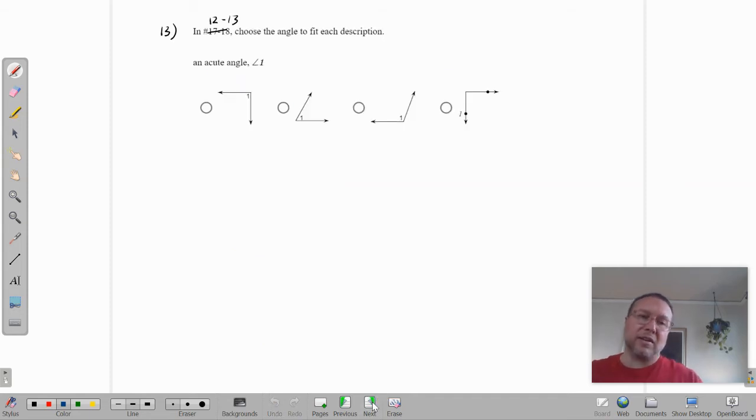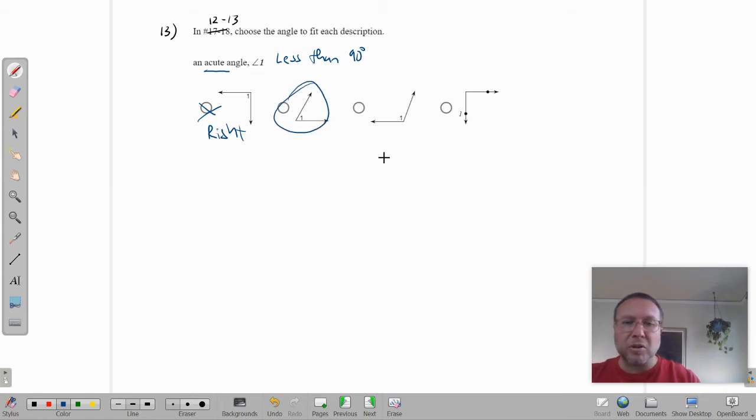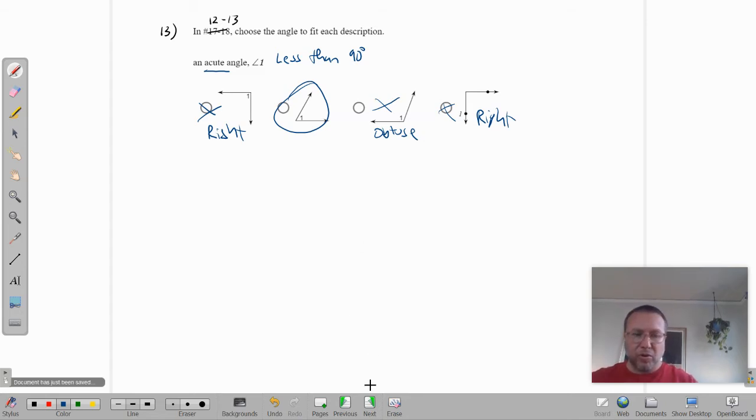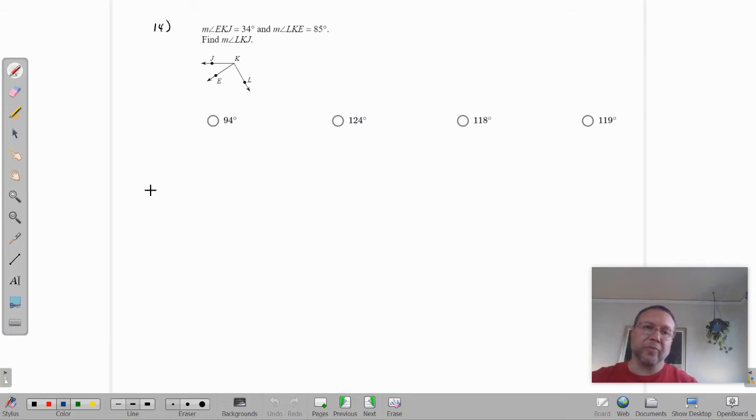So 13 then, since now that we defined all of those things, I could say we're looking for acute, and acute means less than 90. It's a little baby angle. Well, that's right. That's not it. That's less than 90, so I'm thinking that's the answer, but let's just double check. That's greater than 90, so that would be obtuse, so that's not right. And then that's also right. So the only angle that is acute here would be that second choice. All right, so pause here, or we will move on to number 14.